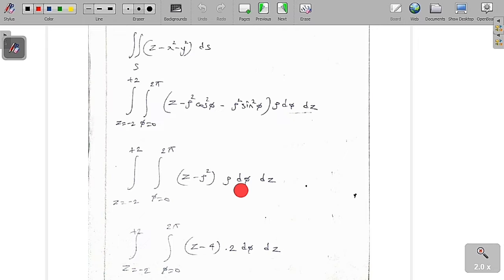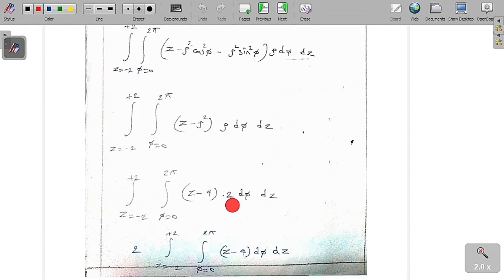But rho is nothing but 2. So if you substitute here, rho is equal to 2, 2 square is 4. So z minus 4 into 2 into d phi dz, the same constants, the same surface integral, phi is equal to 0 to 2 pi and z is equal to minus 2 to plus 2. So 2 is a constant, you can take it outside the integration. So 2 into the integration of z from minus 2 to plus 2, phi from 0 to 2 pi, z minus 4 into d phi dz.